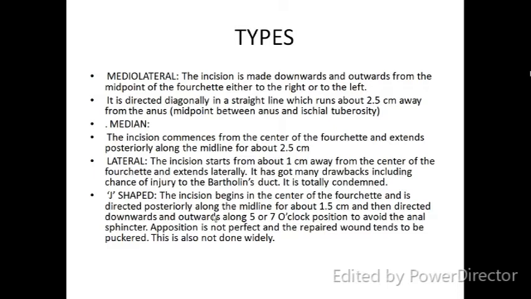J-shaped: the incision begins in the center of the fourchette and is directed posteriorly along the midline for about 1.5 centimeters and then directed downward and outward along the 5 to 7 o'clock position to avoid the anal sphincter. If the position is not perfect, the repaired wound tends to be puckered. J-shaped is also not used.